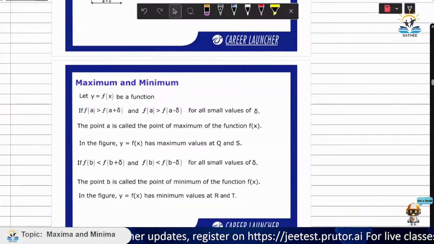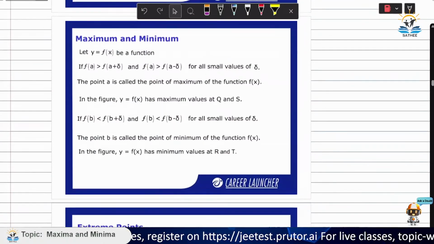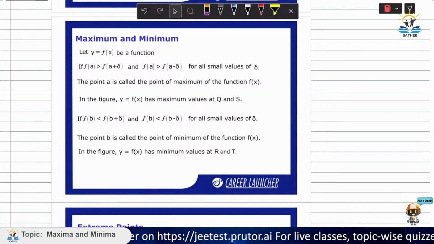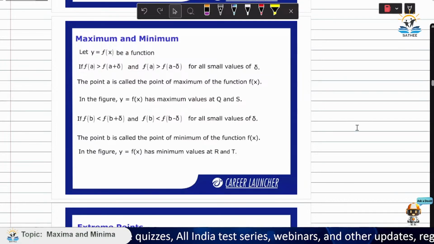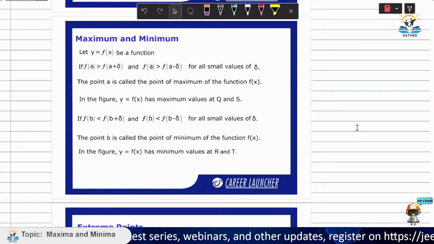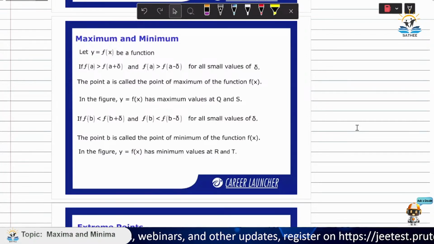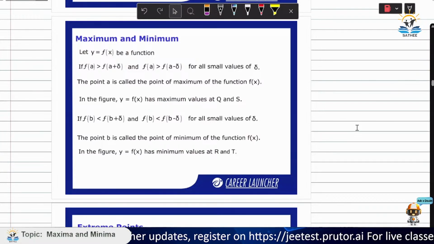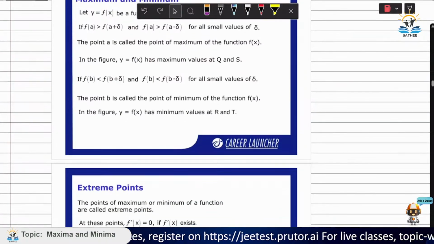Okay, so let's see the mathematical definition of what a maxima and minima looks like. If y is a function given to us, and if f of a is greater than f of a plus delta, and f of a is greater than f of a minus delta for all values of delta, the point A is called the point of maximum of the function. Similarly, we can define the minimum. You can read how we have defined the minimum once. I'll give you a minute. Okay, so it is very similar to maxima, right?